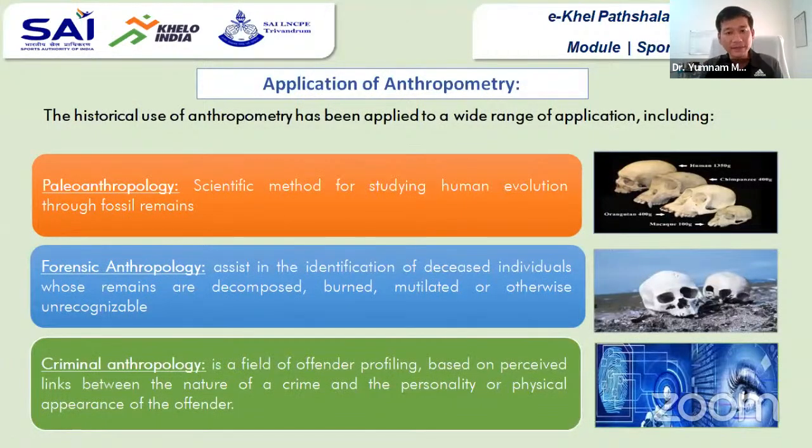So let's come to the applications of anthropometry. What are the applications of anthropometry? Historically, anthropometry has been applied to a wide range of applications, which includes paleoanthropology, which deals with the scientific methods for studying human evolution through fossil remains. So they mostly deal with fossil remains to know the evolutionary trend.